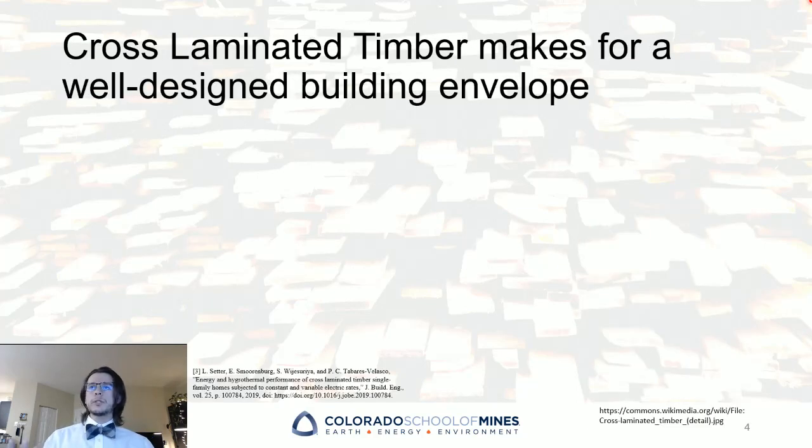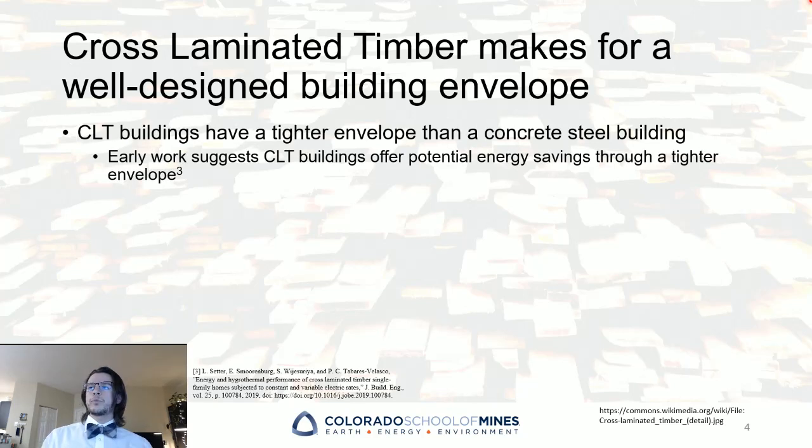Now, when it comes to making a well-designed building, cross-laminated timber is a good candidate for material use. CLT makes for a tighter building envelope than a more traditional construction with concrete and steel. When I say a tighter envelope, I just mean there are fewer cracks and gaps throughout the building structure that air can unintentionally leak in and out of. So there's possibility for energy savings through this improved envelope tightness.